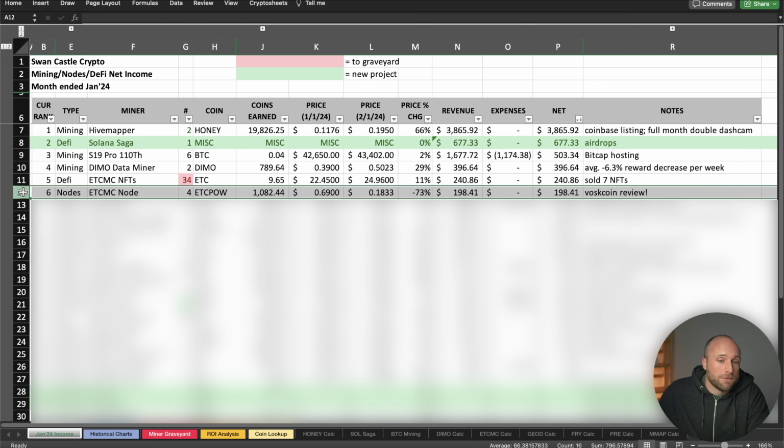Number six project for the month are my ETCMC nodes. I have four of these. Once again, we saw a pretty substantial decrease in the ETC POW token price this month, down 73%. It's back kind of where it was when I did my initial review of this project. So the good thing with this project is I got a lot of you guys in very early. So hopefully all of you have made all your money back and then some with this project.